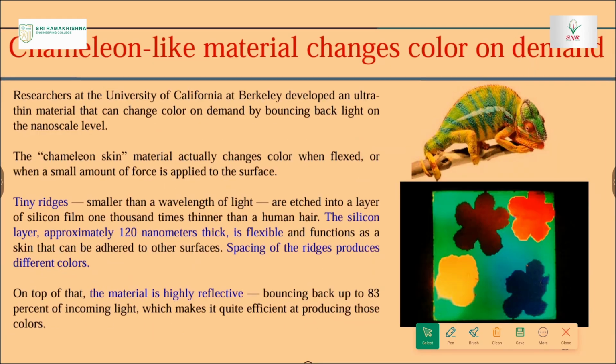And the chameleon-like material changes color on demand. The best example is the changing of colors. Morning time one color, afternoon time one color, evening time one color, night time one color. So it has different colors. From this we also developed shirts or textiles which are one color in sunlight and another color in the dark. When exposed to sunlight, they show different colors. Even in windows we can use this. So this can also be used in our day-to-day lives.